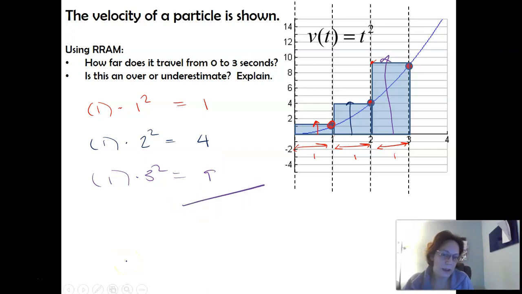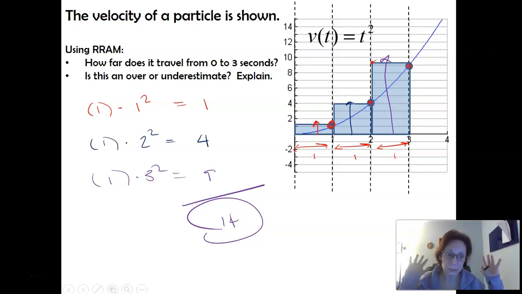So I've got 3 rectangles. If I want to know what my area approximation is, I'm going to add that up, and I get 14. Okay, now, look at this. This was an increasing function. I consistently lined up on the right, which means on every single interval, I chose the absolute highest point I could possibly choose to draw my rectangle. So I know that this 14 is an overestimate.